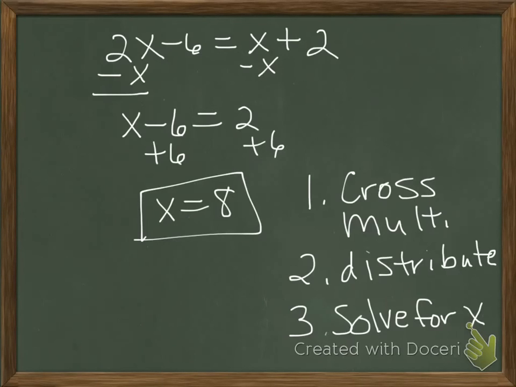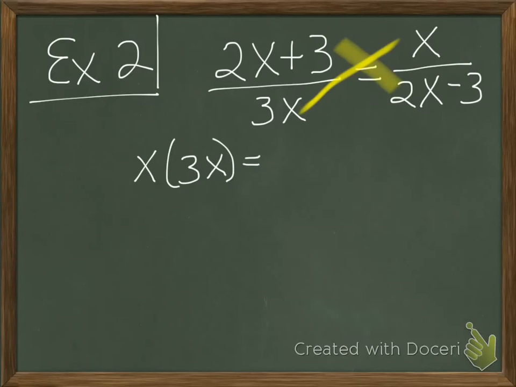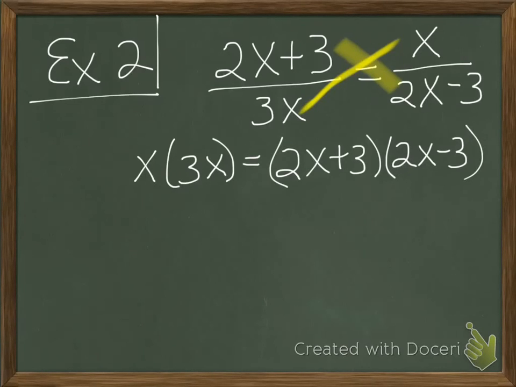Let's try another example. This example, 2x plus 3 over 3x equals x over 2x minus 3, is already set up for cross multiplication. So I'm going to do x times 3x, and I'm going to do 2x plus 3 times 2x minus 3. So x times 3x equals 2x plus 3, which is its own group, times 2x minus 3, which is its own group. And now we're going to distribute.